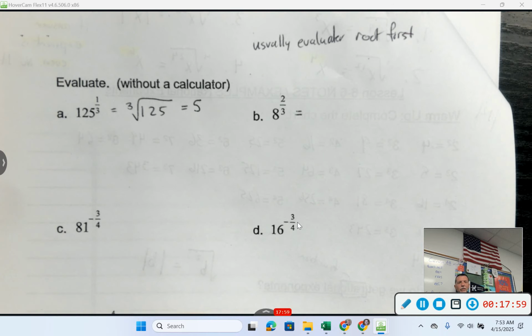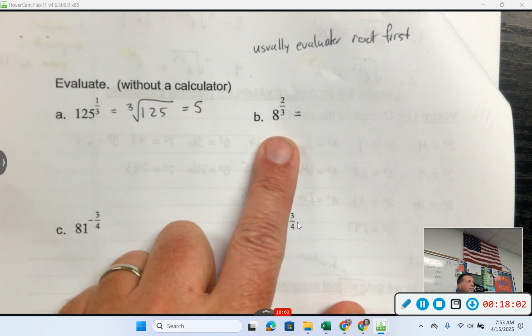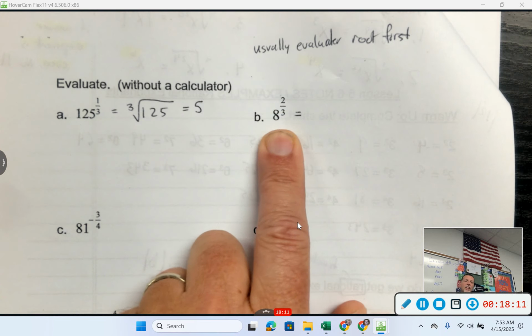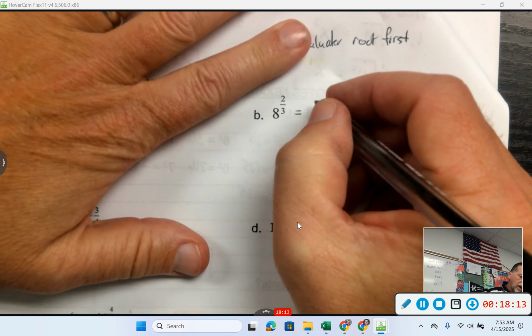Do you know why I say do the root first? Makes it easier. How does it make it easier? Simplifies it out. Yeah, it makes your number smaller, generally, first, and then you can square it. This is an easy one to show either way.